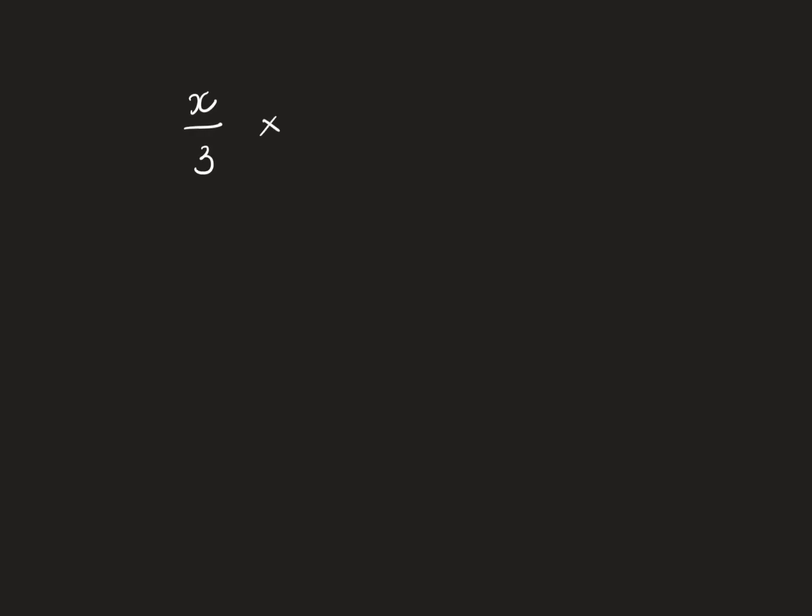So why don't we say x over 3 times 2 over 5? Well, what do we do when we're multiplying fractions? We multiply across the top. x times 2 is 2x, and we multiply across the bottom. 3 times 5 is 15.